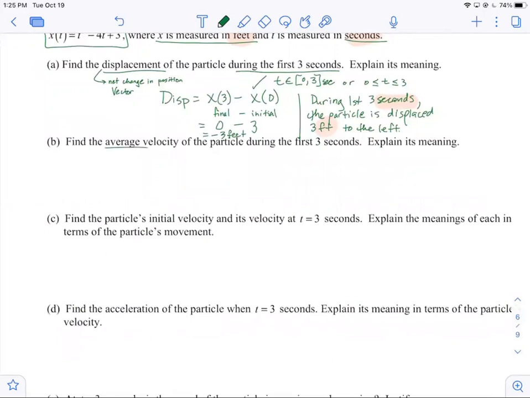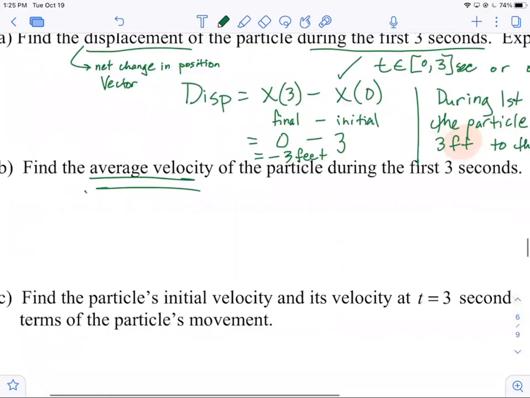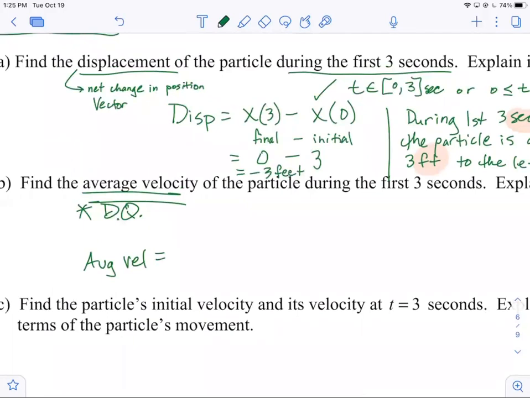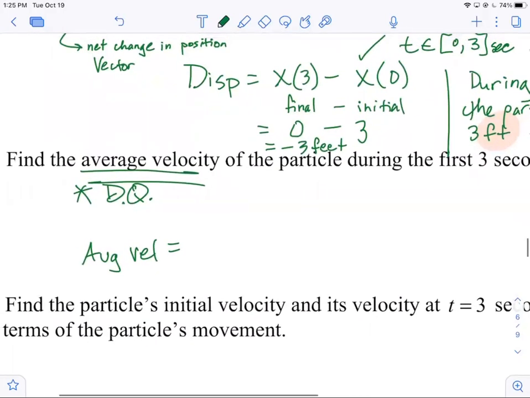Part B, find the average velocity during the first 3 seconds. Explain its meaning. Well, this is not calculus either. It's average, right? This is algebra 1. Now, this is important because this is going to end up being the difference quotient, which I'll just call dq. So average velocity equals, get in the habit of labeling your expressions. How do we find average velocity? Well, it's the average rate of change of position. So it's going to be your displacement over time. I think in your physics class, if you write that, a lot of people say it's displacement over time. You know, that's how they remember it. But really, it's displacement over elapsed time.